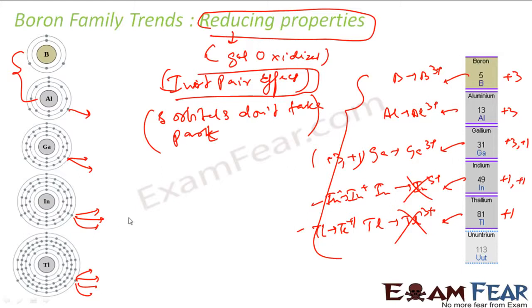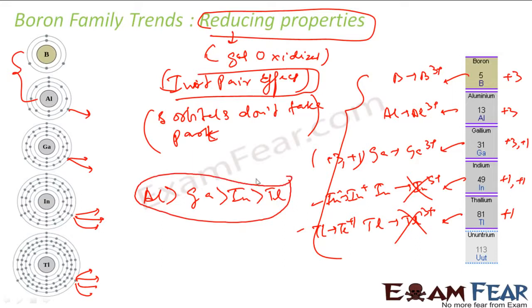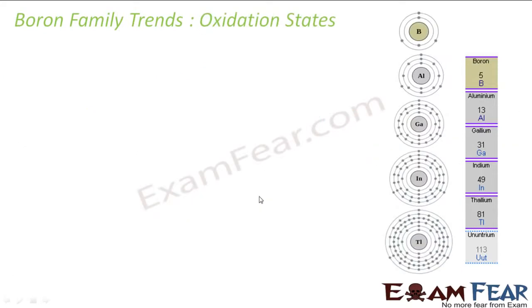So because of the inert pair effect, if you talk about the reducing property starting from aluminium, aluminium has more reducing property than gallium, then indium, then thallium. And this is because of the inert pair effect. Hope you understand this. Typically it should increase going down the group, but because of the inert pair effect, it is the other way around. Let's talk about the oxidation states now.